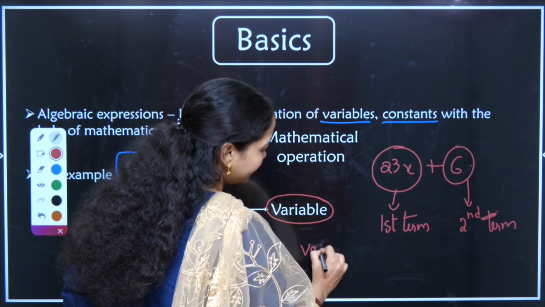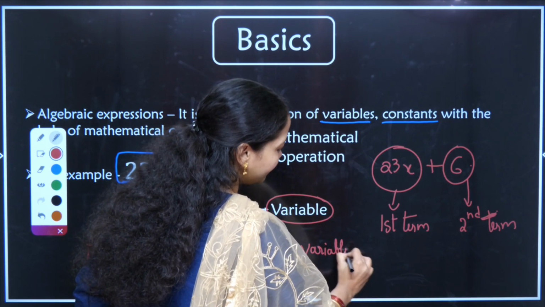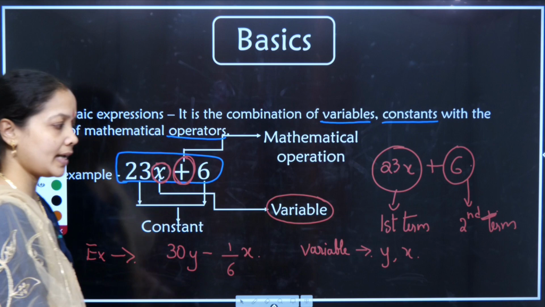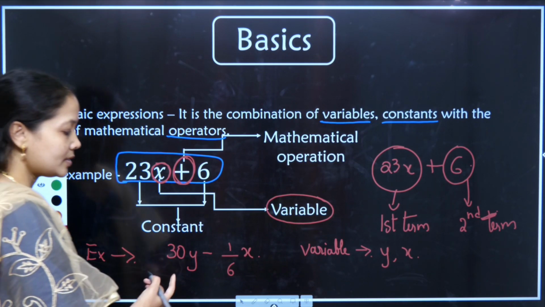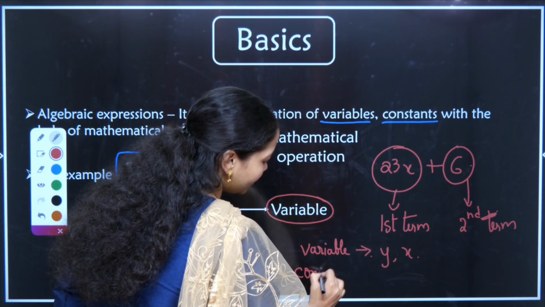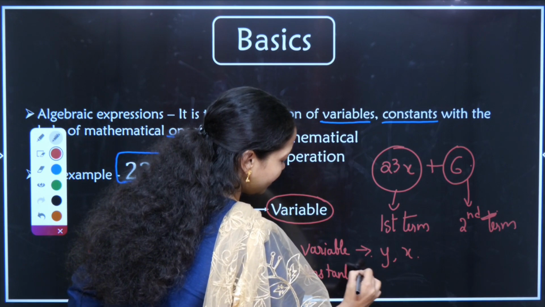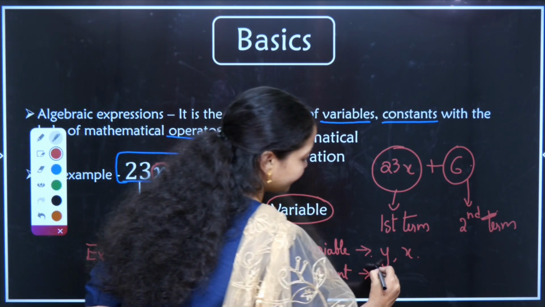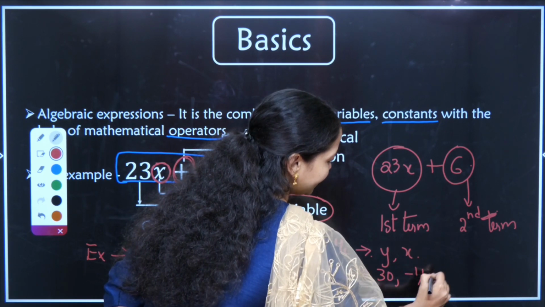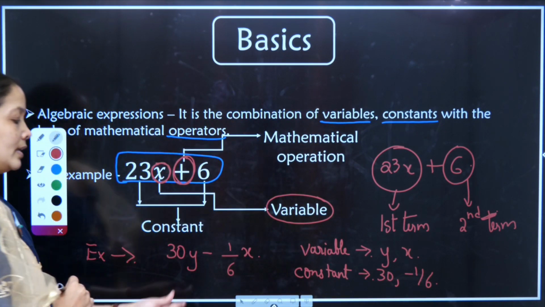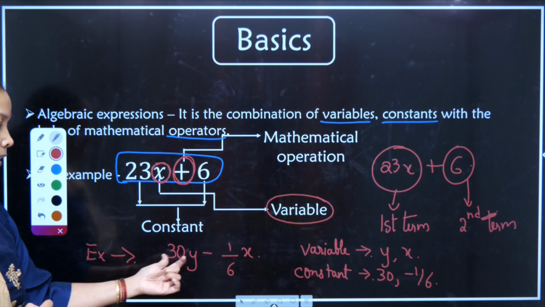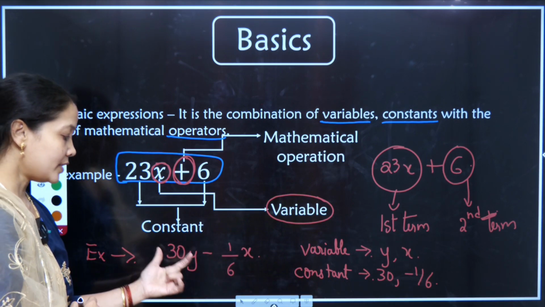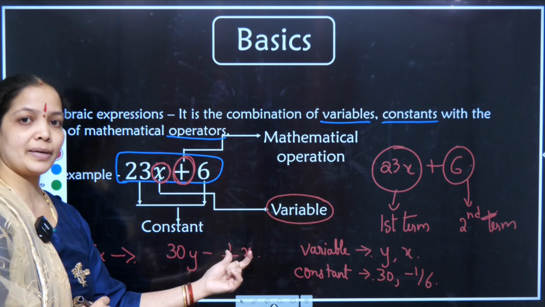The variables here are, I told you what are variables. Variables are the alphas. So two alphas are there, x and y are the alphas present. Numbers or constants we learnt about. The constants present in this equation given as an example are 30 and minus 1 by 6. Now I can say the coefficient of y is 30, the coefficient of x is minus 1 by 6. Now the first term is 30y, the second term is minus 1 by 6x.